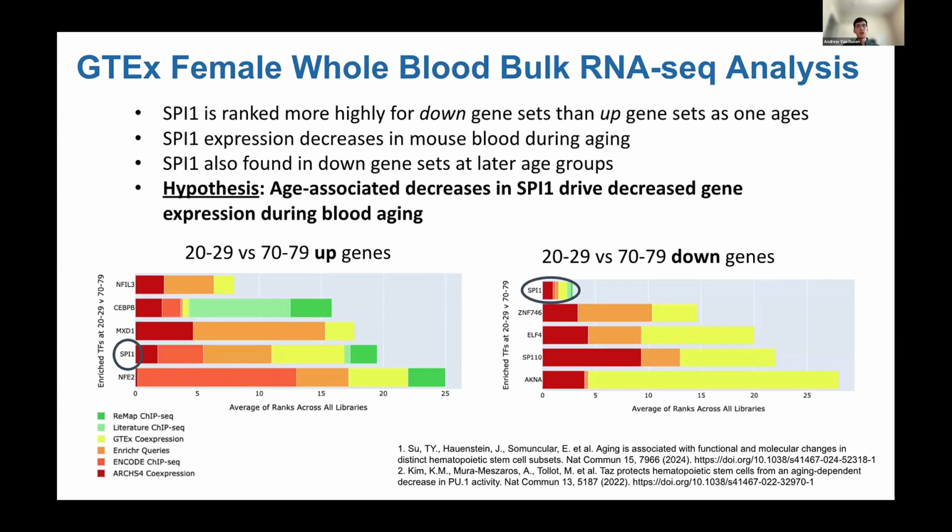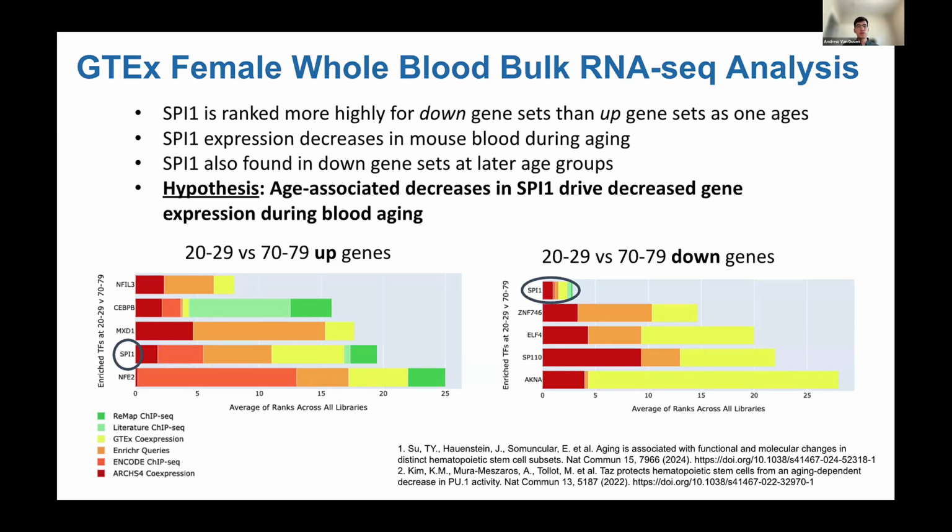Here I focused on the blood from human females, and I noticed that a transcription factor called SPI1, which is a key early regulator of the myeloid and B cell lineages of hematopoiesis, was heavily enriched for the downregulated genes when comparing the 70 to 79 age group to the 20 to 29 age group. In fact, SPI1 was more enriched for the down genes than the up genes at this time point comparison, as seen in the plots below, or here.